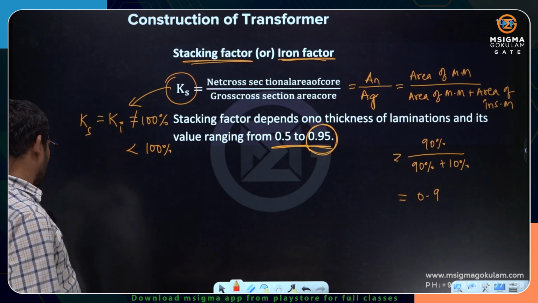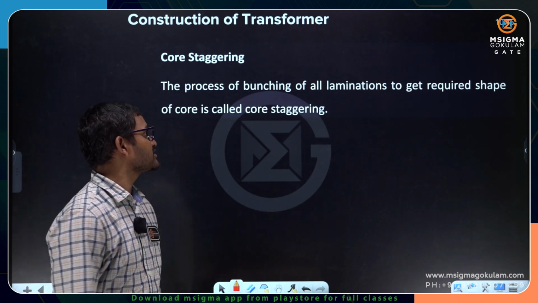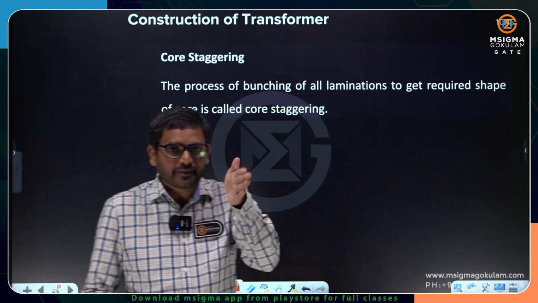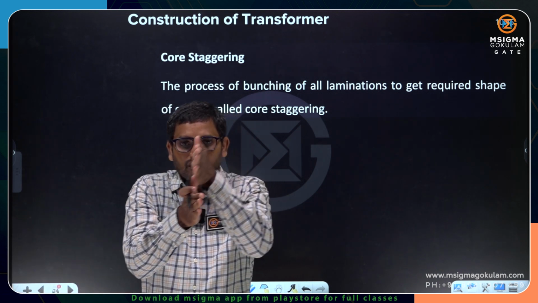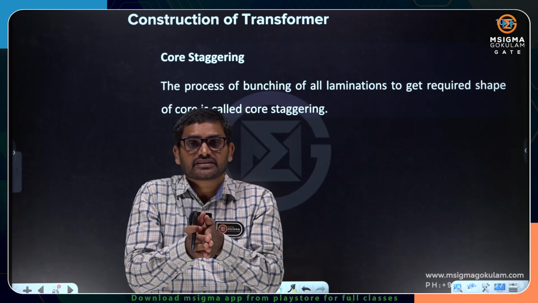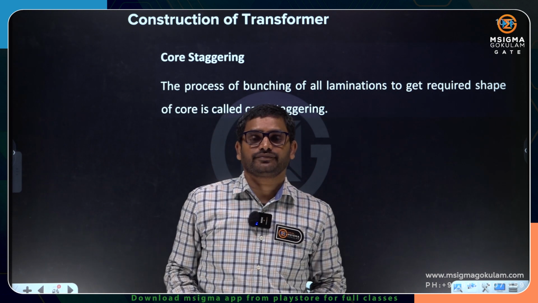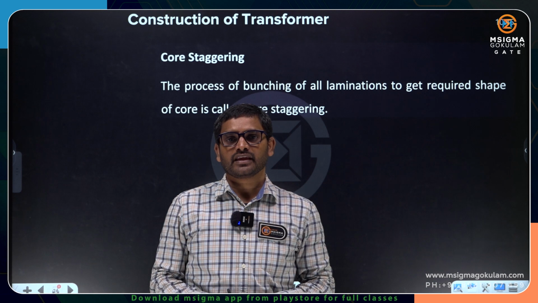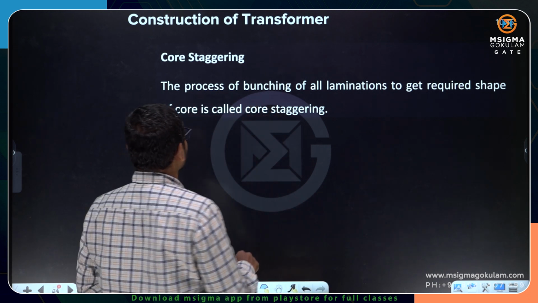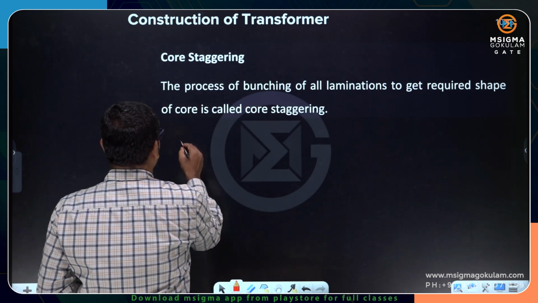Okay, now we have seen stacking factor already. The core staggering process should be tight. Bringing one lamination to another lamination, a bunch of laminations, all together to form a core, is nothing but core staggering. If the core staggering is not properly done, not tightly done, what is going to happen?